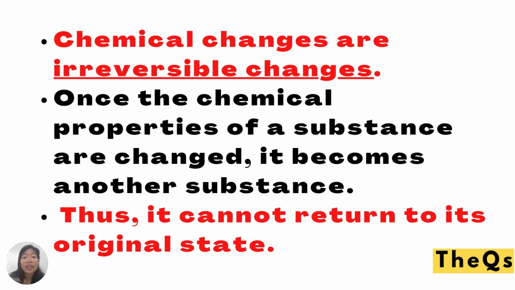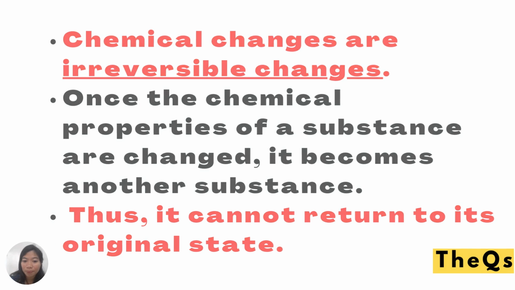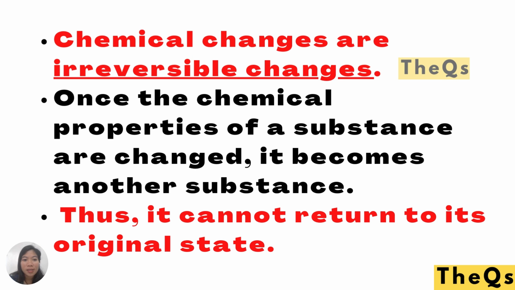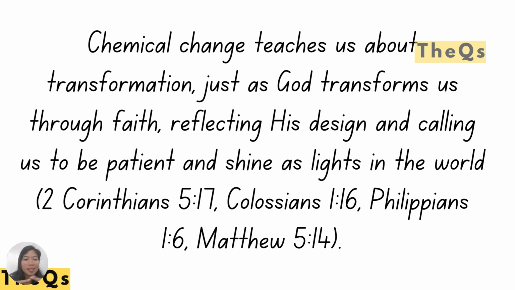Chemical changes are irreversible changes. Once the chemical properties of a substance are changed, it becomes another substance. Thus, it cannot return to its original state. So take note, chemical changes are irreversible changes.